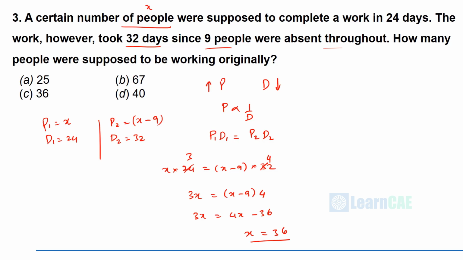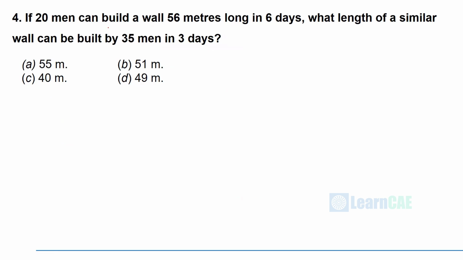So solving this, we will get x is equal to 36. So the initial number of people who are supposed to complete the work in 24 days is 36. Answer is C. Next question. If 20 men can build a wall 56 meters long in 6 days, what length of a similar wall can be built by 35 men in 3 days?